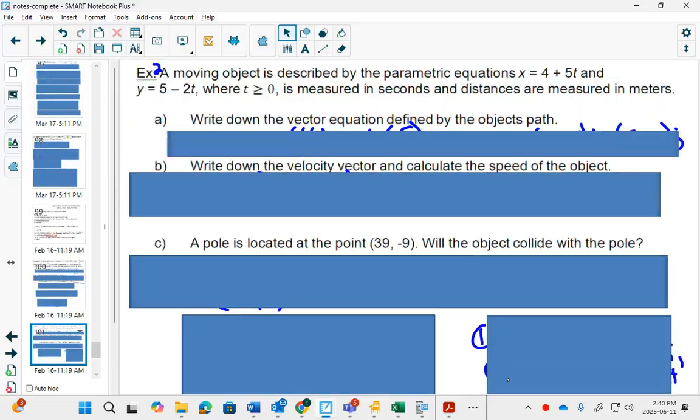We have a moving object described by the parametric equations x equals 4 plus 5t and y equals 5 minus 2t. This is in 2 dimensions, so a really good place to represent 2 dimensions is boats on water, because they're pretty flat. You don't have to worry about the z dimension. Or cars driving in the prairies. Pretty flat. Don't have to worry about elevation changes.